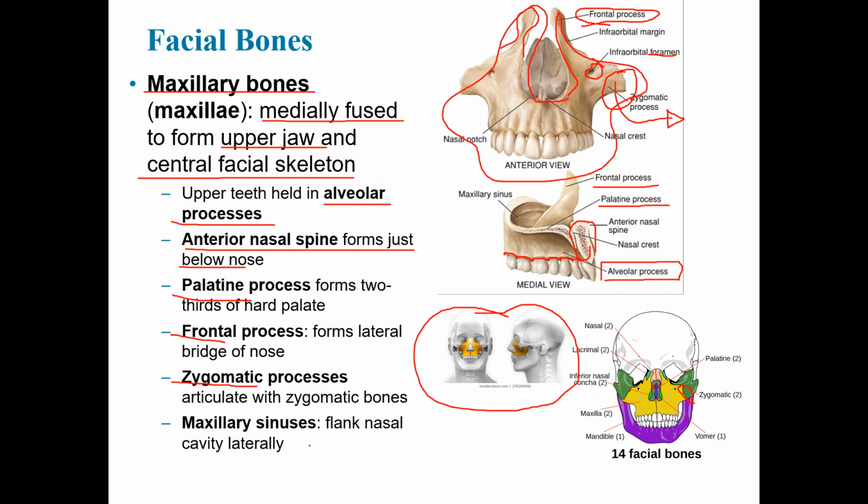And the maxillary sinuses flank the nasal cavity laterally, okay. And again, we're going to look at them in another slide more specifically. But it's shown here, okay. So they flank the nasal cavity laterally, okay.